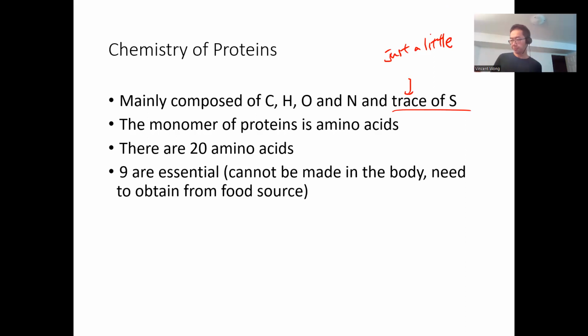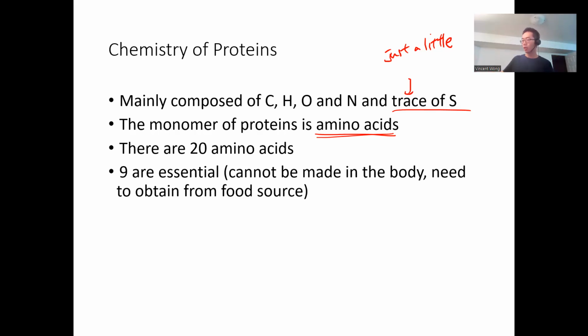The monomer of protein, the building block of protein, is something called amino acids. And there are 20 amino acids in total. So right away, it's much more complicated, right? Remember, in carbohydrates, there were only 3: glucose, galactose, fructose, right? But in protein, there are 20 in total. You don't have to memorize any of them, okay? Just know that there are 20. And out of the 20 amino acids, 9 of them are essential.